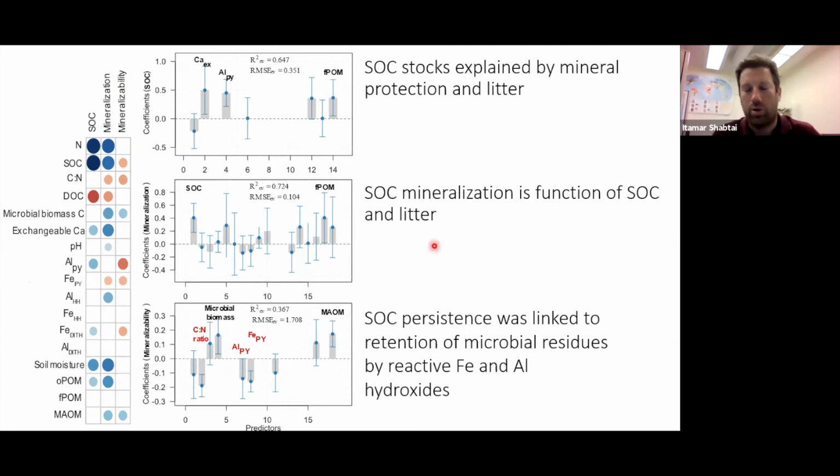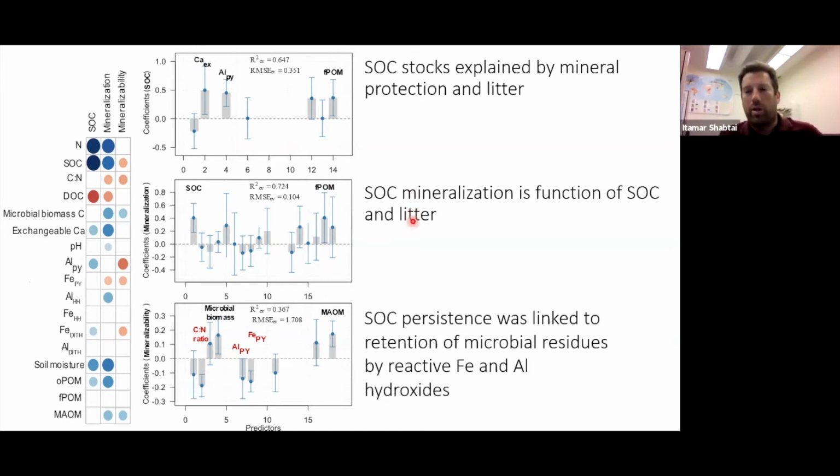We constructed several partial least square regression models, and these models are great for dealing with data where we have fewer observations than variables and variables that are very multicollinear. So I've highlighted only the predictors that had significant coefficients in the model. Soil organic carbon stocks were best explained by mineral protection in exchangeable calcium and amorphous aluminum phases, and by the amount of litter as FPON in the soil.